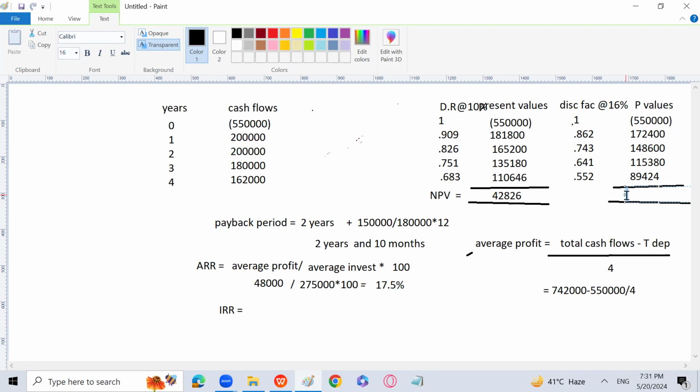Positive 24,196. Okay, 24,196. It has to be negative, not positive. Yes, sir, it has to be negative. 550,000 is in negative.